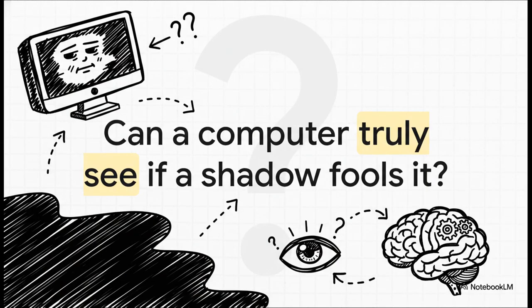Which really brings us to our final thought for the day. That image of the sonnet, the one that failed so badly, it's a really powerful reminder of the challenge we're facing. If a computer can be so easily fooled by something as simple as a shadow, what does that really tell us about the long road ahead, the journey to create machines that can genuinely perceive and truly understand our complex, messy, and beautifully imperfect world?